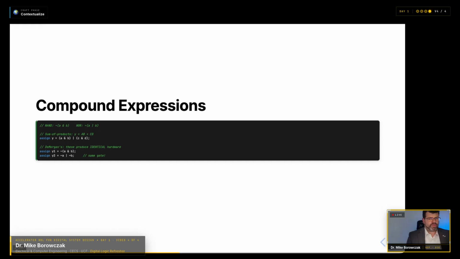We can make expressions that combine and compound. So we could do a sum of products expression here of y equals AB plus CD, right? So here we go. We've got y equals A and B in parentheses, or C and D. Definitely possible. Also important to recognize that I can write things different ways and have the same logic defined. So if I were to create y1 is equal to not (A and B), that is equivalent to me writing not A or not B, and it will create the same underlying hardware whether I do the top or the bottom.